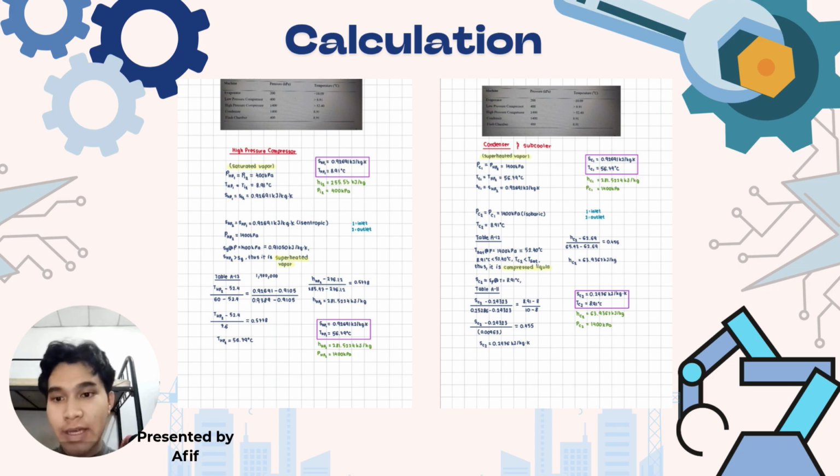So the phase of the inlet of the high pressure compressor is going to be saturated vapor, and then after it has been compressed for the second time with the higher pressure value, it's going to result in superheated vapor of the refrigerant itself.